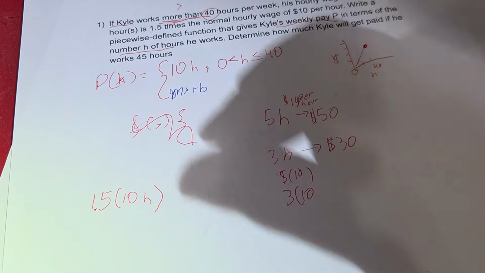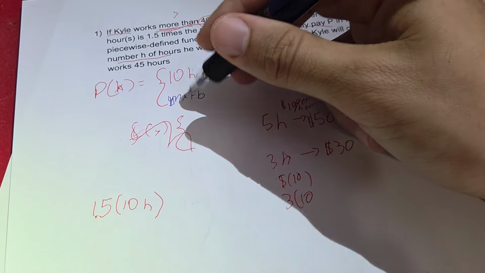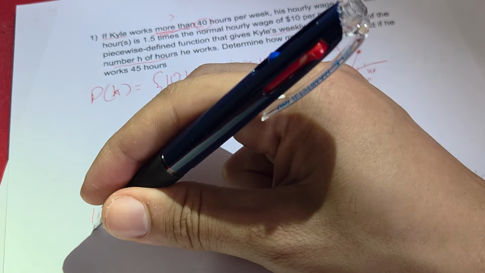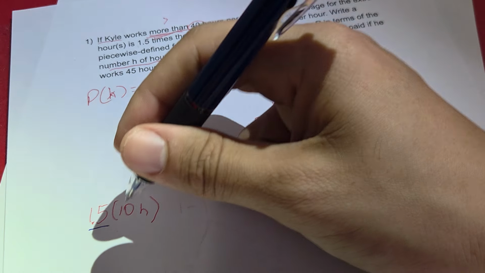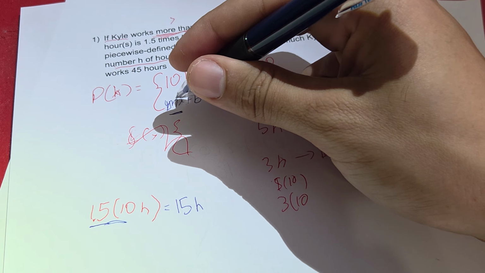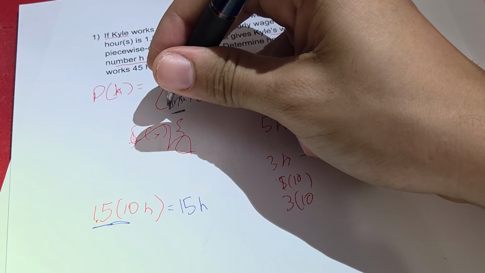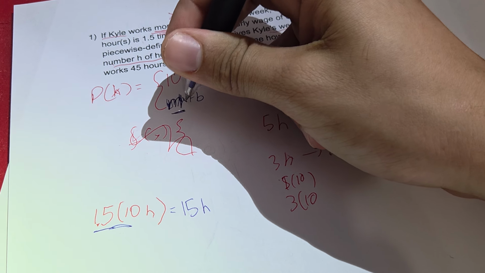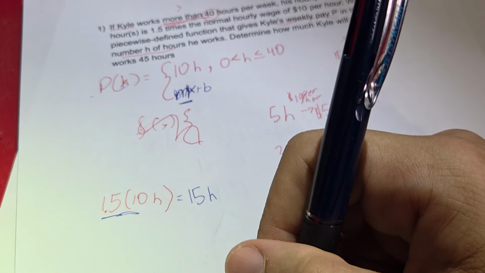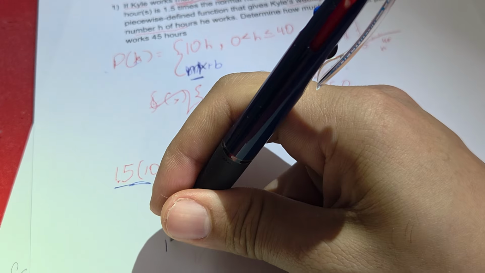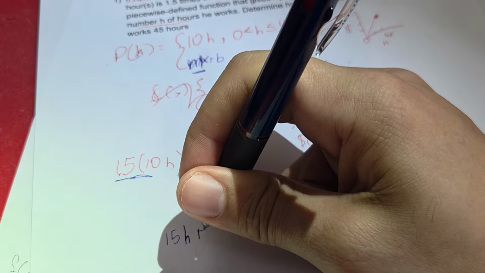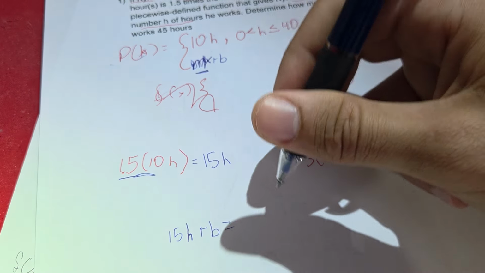mx plus b, right? And we can set these two equal to each other. So if we have 10h, we have m, our m is 1.5, or 1.5 times 10, which is equal to 15h, right? Or m x. Here, x is h because of just how the equation is set up, right? So we have 15h plus b is equal to 10h.